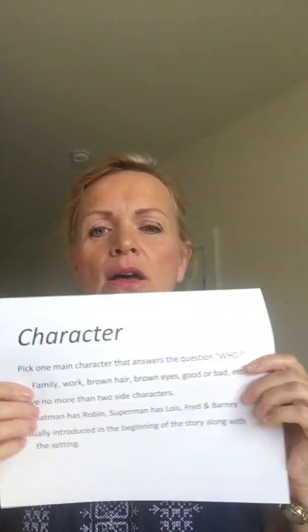Such as Batman, he had a sidekick called Robin, or Superman has Lois Lane as his kind of side character, not as important, or Fred Flintstone had Barney Rubble. Do you remember the Flintstones? It's one of my favorites. But anyway, there's usually at least 2 characters in a story, and usually the character is introduced in the beginning of the story along with the setting.